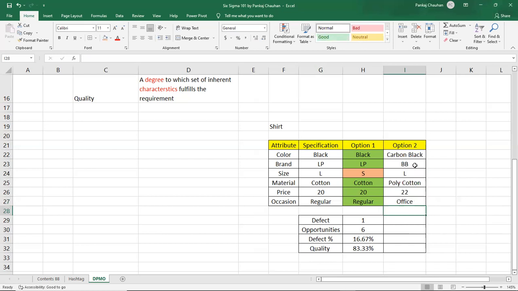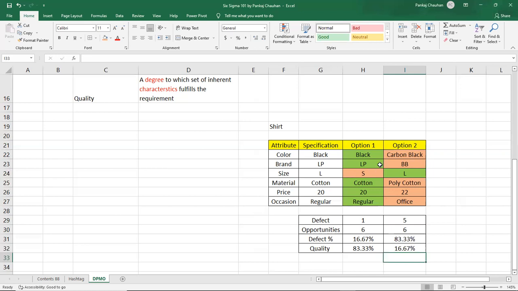Now out of this, for the second part I calculate: you are meeting one parameter, the size, but you are missing color, brand, material, price, and the occasion, office wear. So in this case, the number of defects you have is 5, where the opportunities are 6. So the defect percentage will be 5 by 6, 83%, and quality will be 1 minus 83%, which is around 16%.